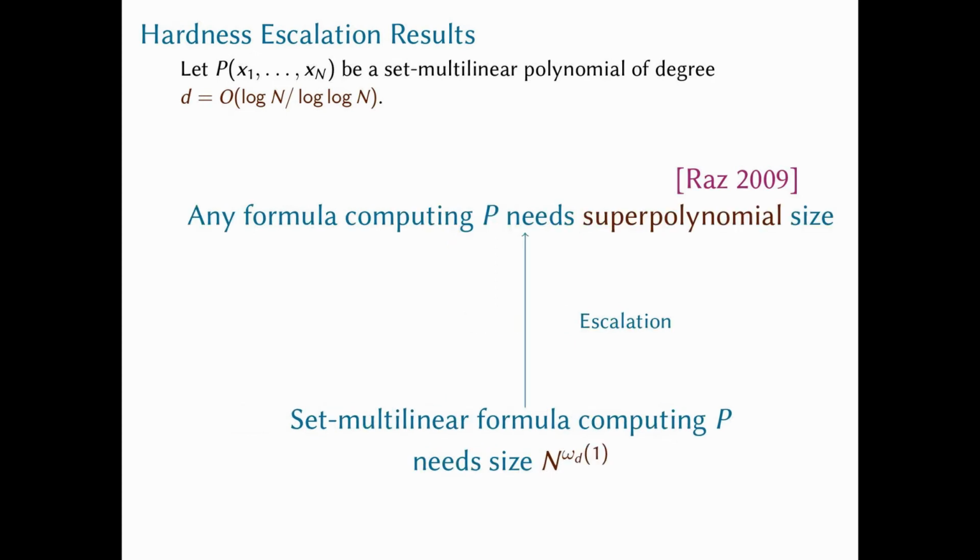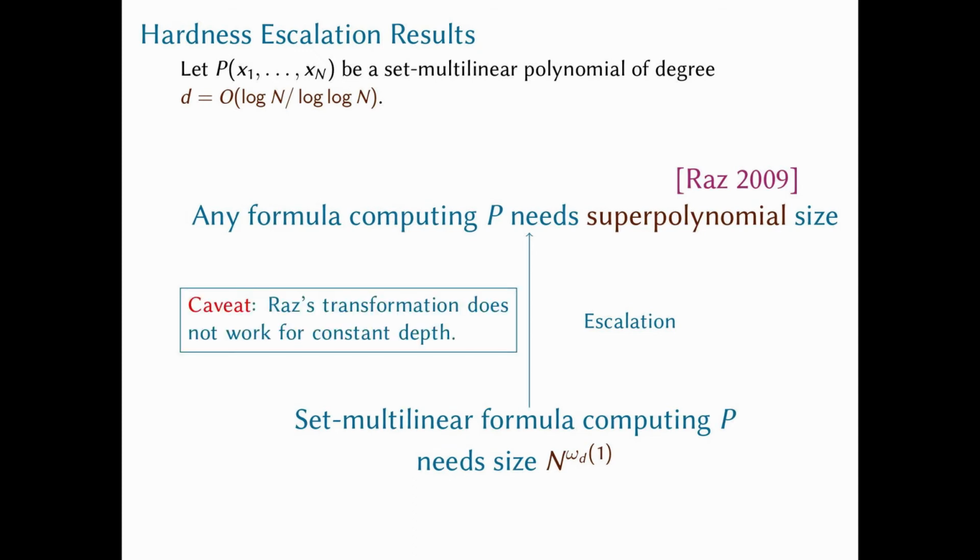So what is interesting in this transformation is the opposite side. If we can show that some polynomial cannot be computed by a set multilinear formula in polynomial size, then it shows that we cannot compute this polynomial by a generic formula. But be careful, Raz's transformation doesn't work for constant depths.